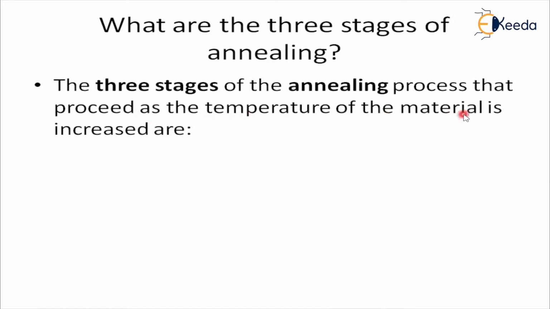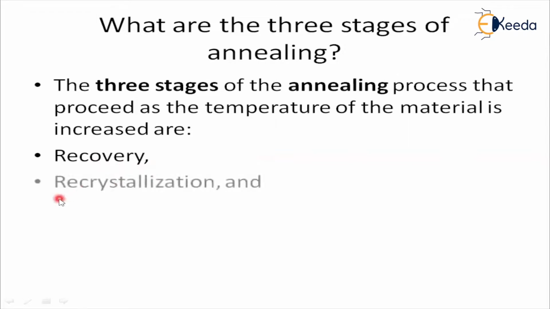Here, the temperature of the material is very important in the annealing process. Means during annealing stages, the temperature plays a vital role in changing the microstructure of the material. If you observe, the first stage of the annealing process is recovery, the second stage is recrystallization, and the third stage is grain growth. So these are the three different stages of the annealing process.